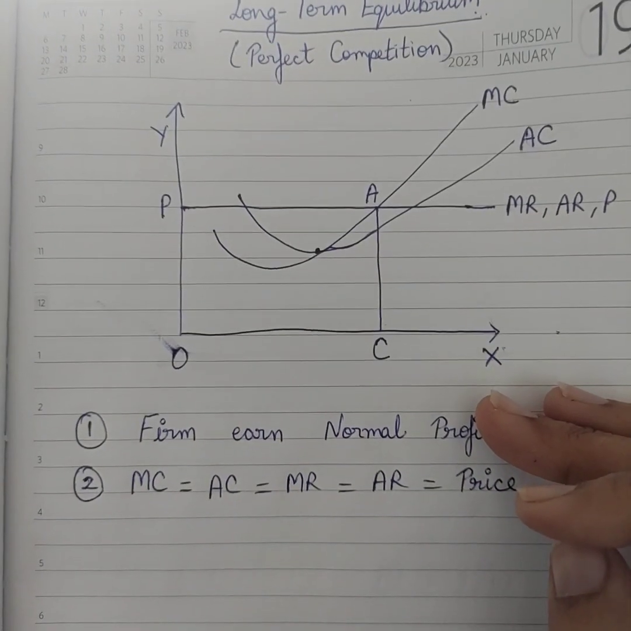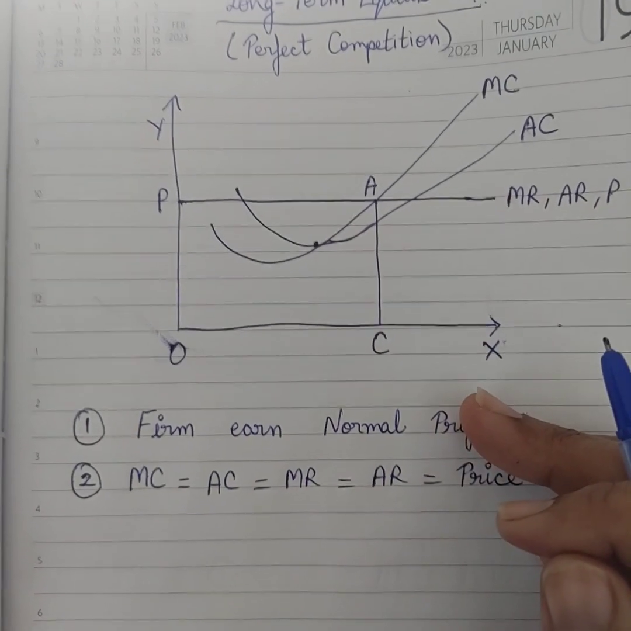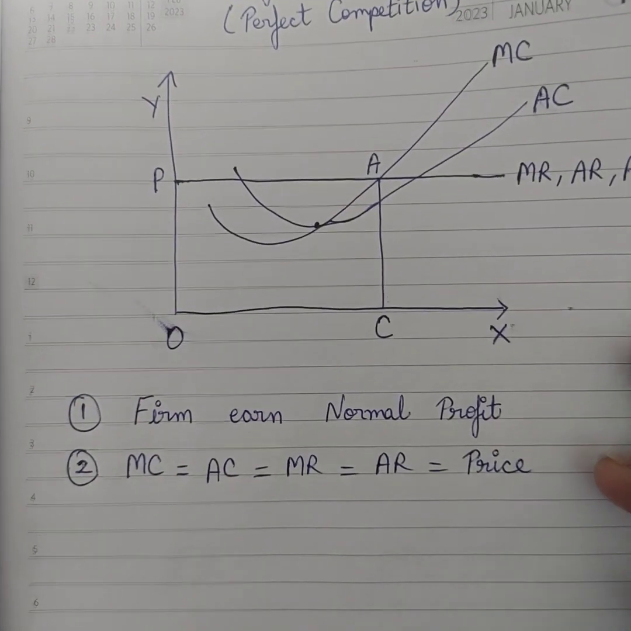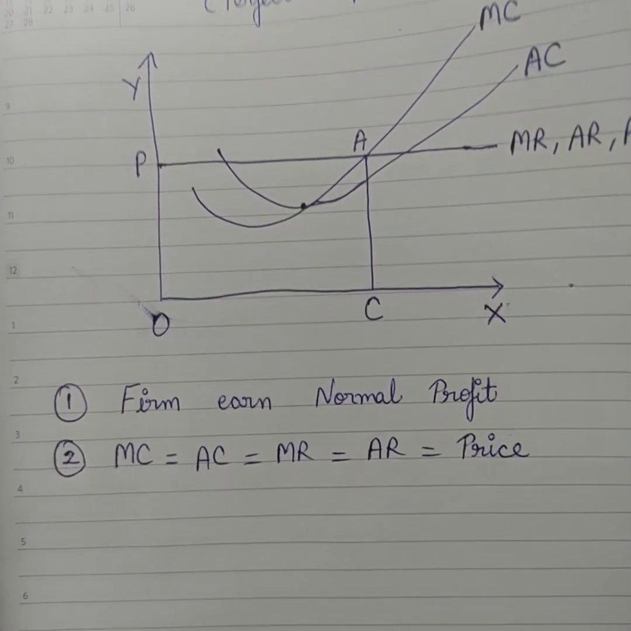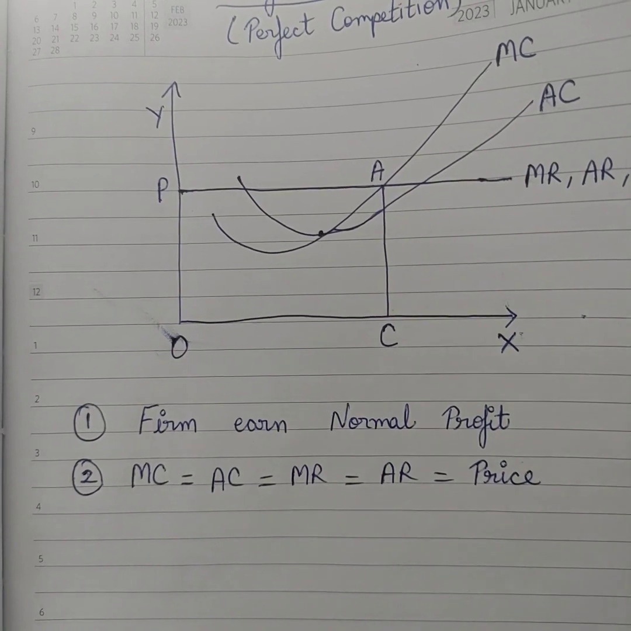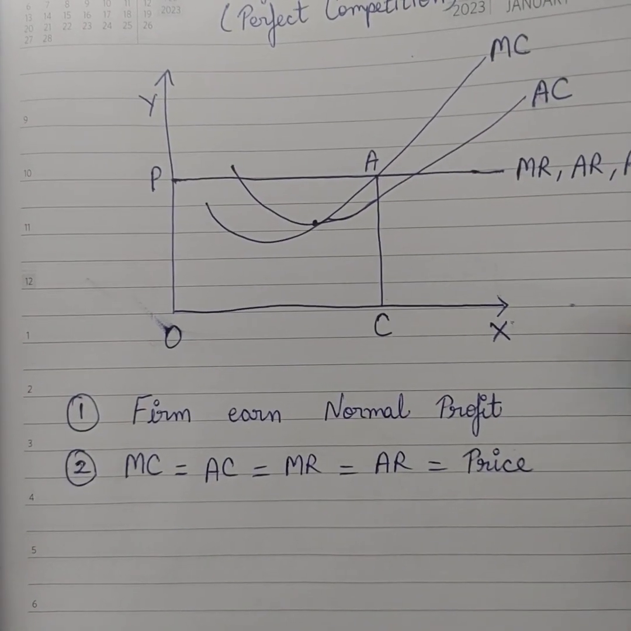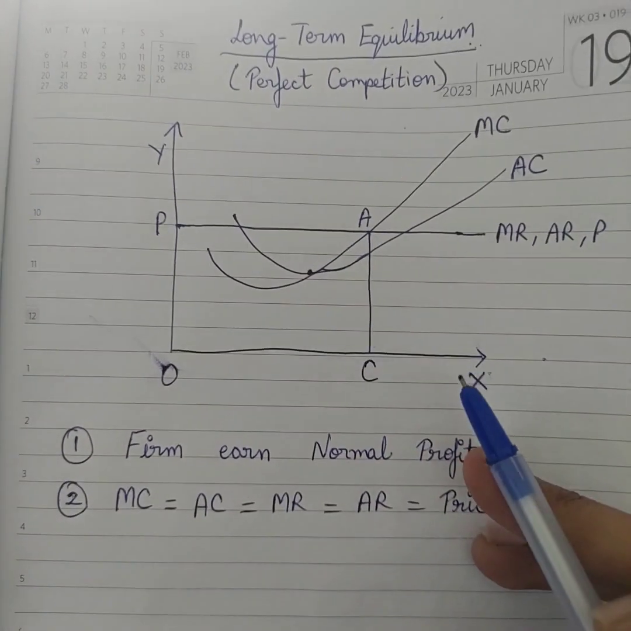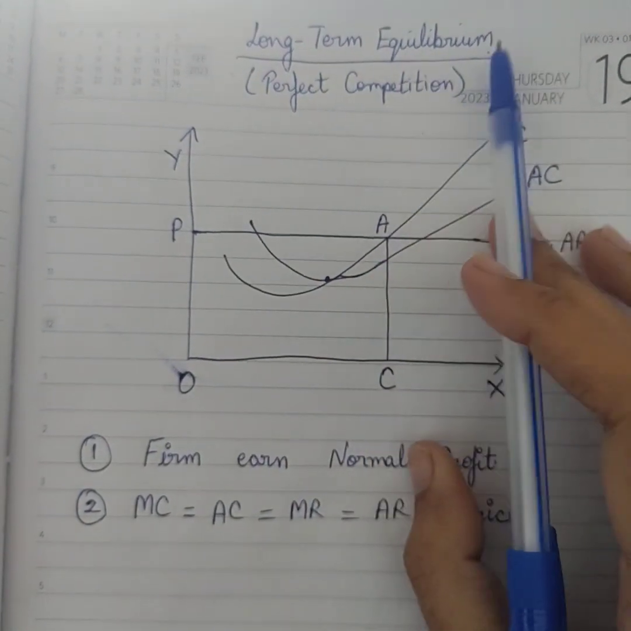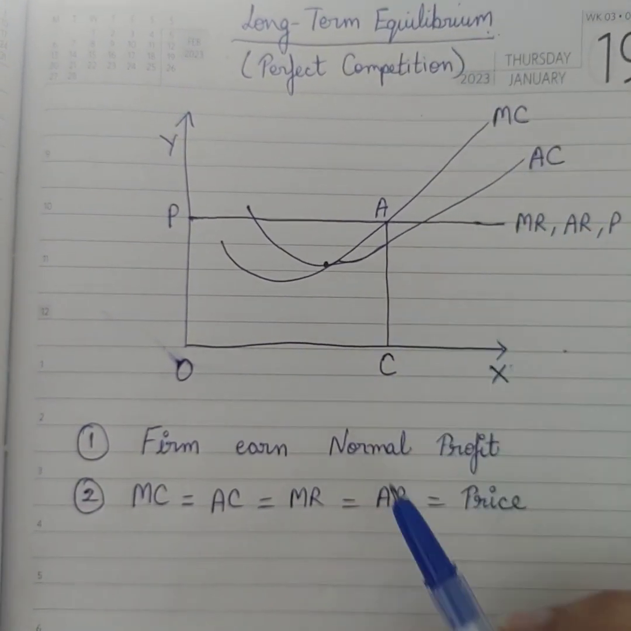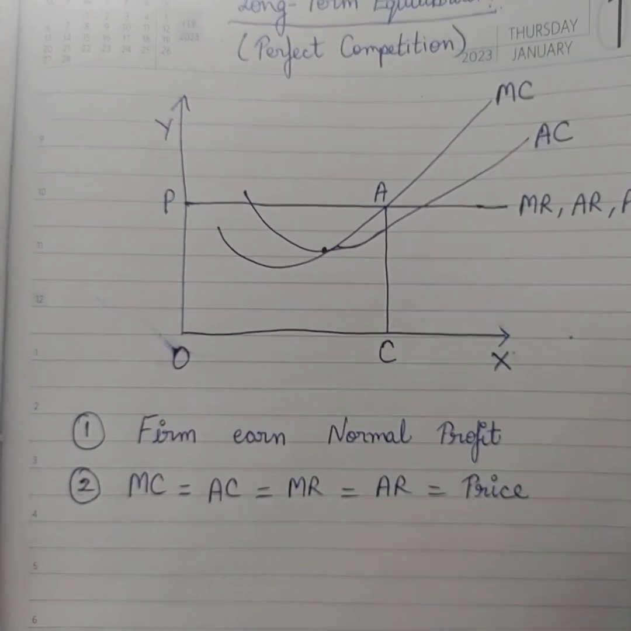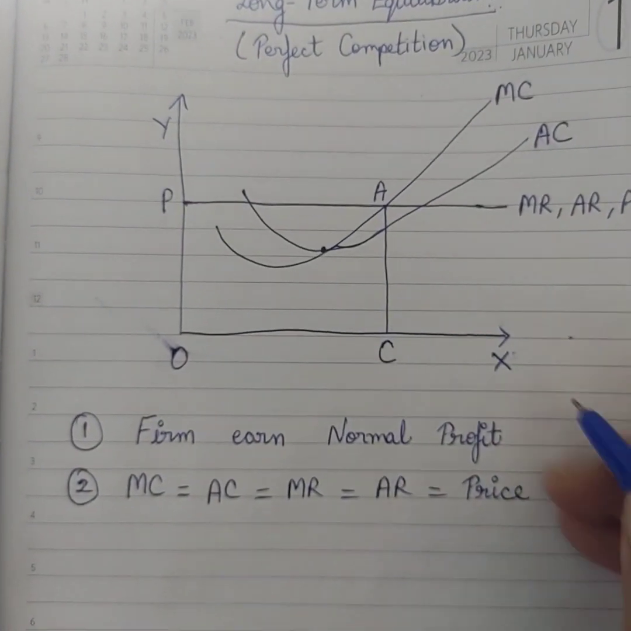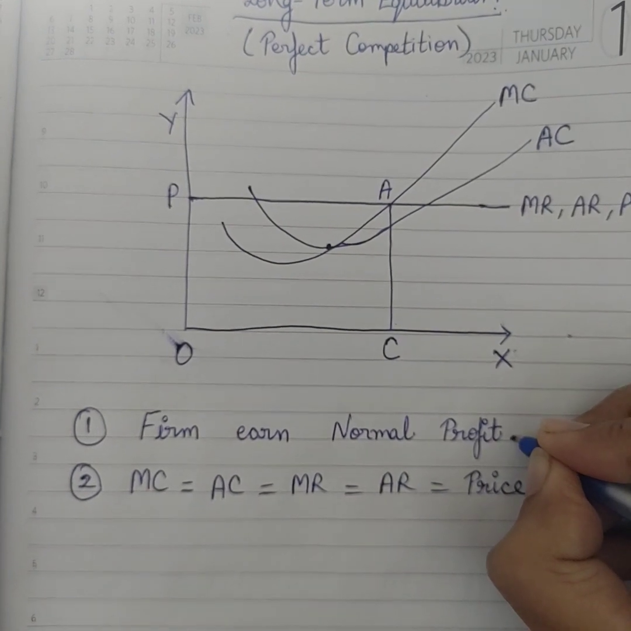And then we studied short run equilibrium in perfect competition, where we studied three situations: A, when a firm earns supernormal profit; B, when a firm bears losses; and C, when a firm earns normal profit. Now remember, in long term equilibrium, a firm earns normal profit in the long run. Remember, this is very important.